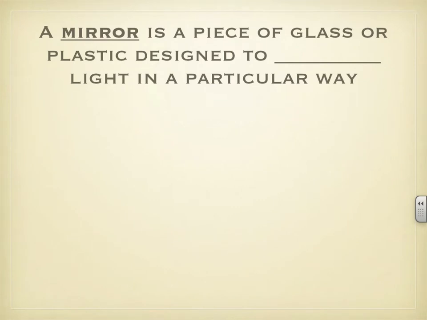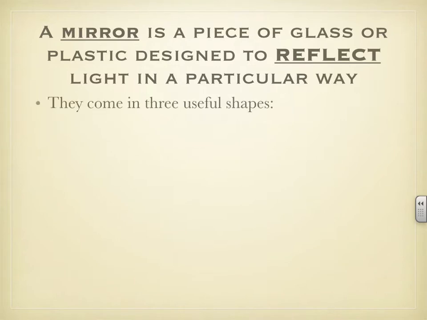First, we're going to talk about mirrors. A mirror, of course, is a piece of glass or plastic designed to do what? Reflect. So a mirror is a piece of glass or plastic designed to reflect light in a particular way, and we have three useful shapes of mirrors.